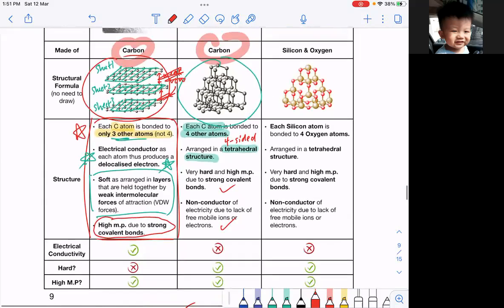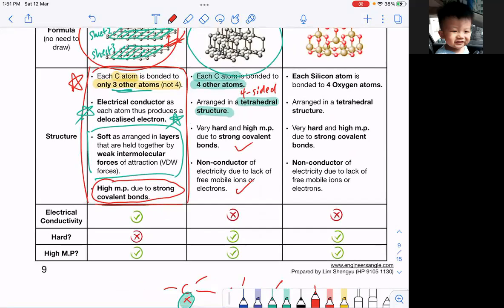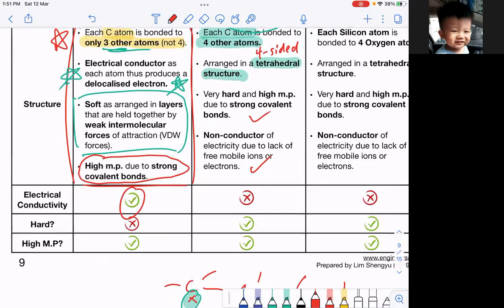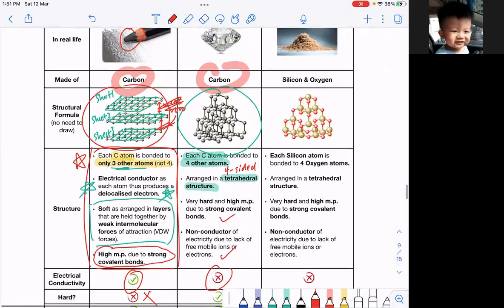So we quickly compare graphite and diamond. This is a quick summary. So can graphite conduct? It can. Diamond cannot. Who is hard, diamond or graphite? I mean, common sense. Diamond is very strong. Graphite is not strong. Who has a high melting point? Both. High melting point, right? Both difficult to melt, right? Why am I only talking about diamond and pencil, right?